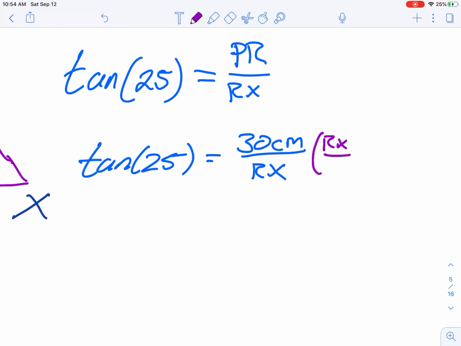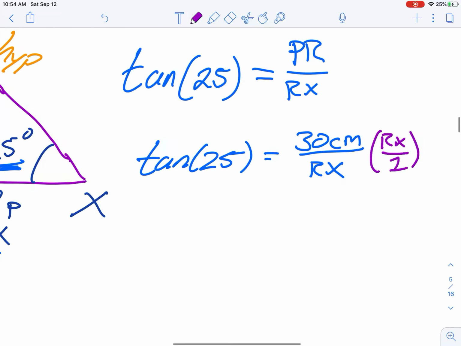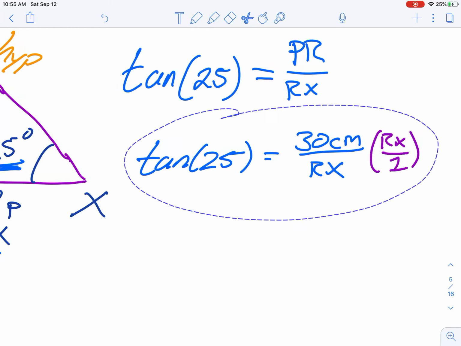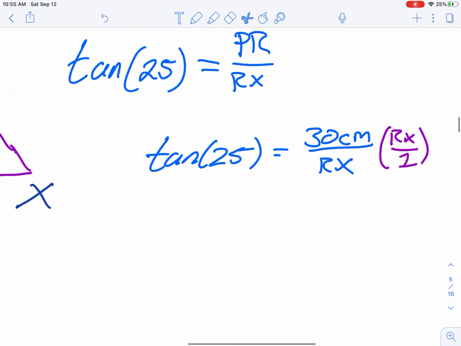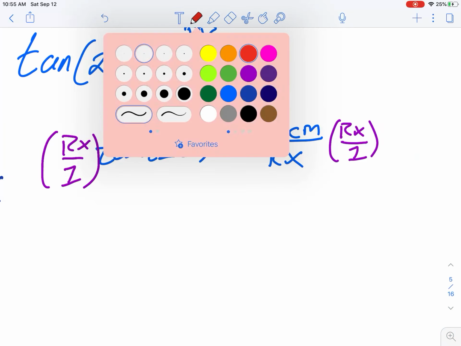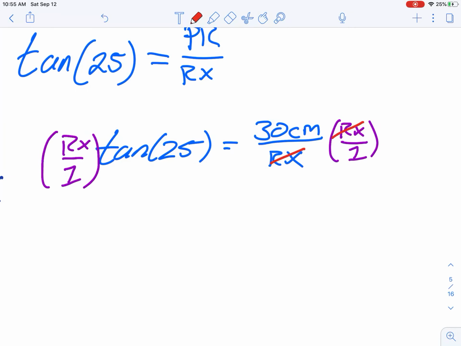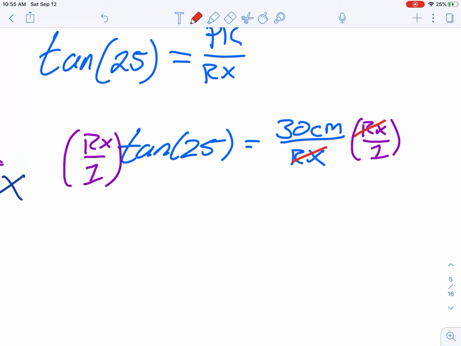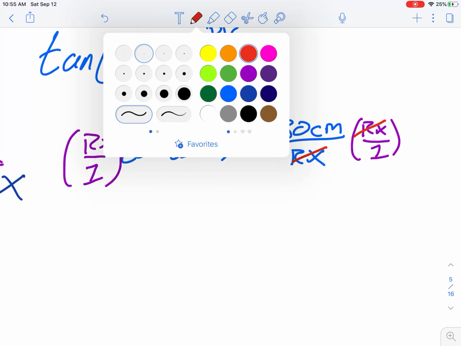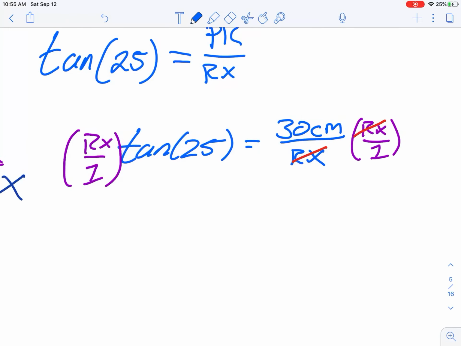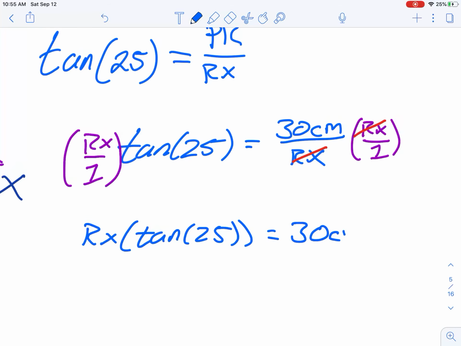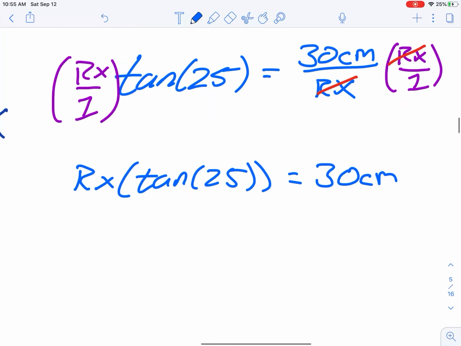So the first thing I'm gonna do is multiply both sides by Rx over 1, okay? I'm gonna move this over a little bit. Okay, and I'm gonna multiply this side by Rx over 1, okay? Remember, I'm multiplying it by Rx over 1 because I need to know that Rx divides out on both sides. I'm going to rewrite this equation to make a little bit more sense. So this is simply Rx times tan 25, and that equals 30 centimeters.